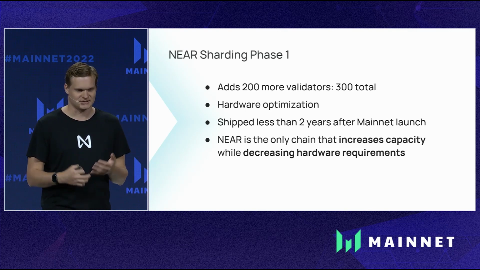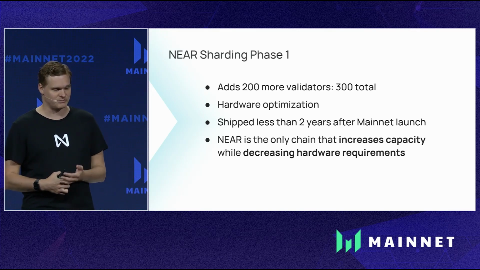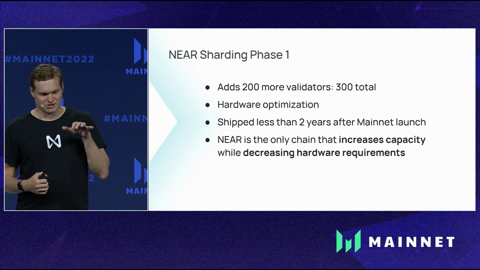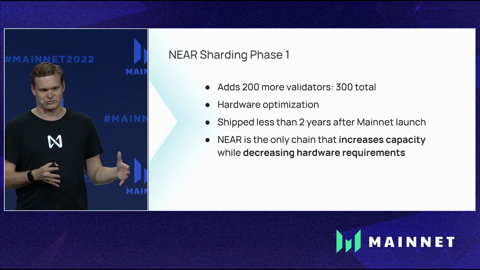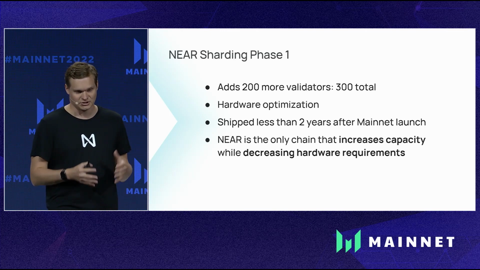More shards, better. You need less expensive hardware that runs fewer things, and we're shipping this phase less than 2 years after our original mainnet launch. So we're increasing the capacity of the network while also decreasing the hardware requirements of the network, of the validators.